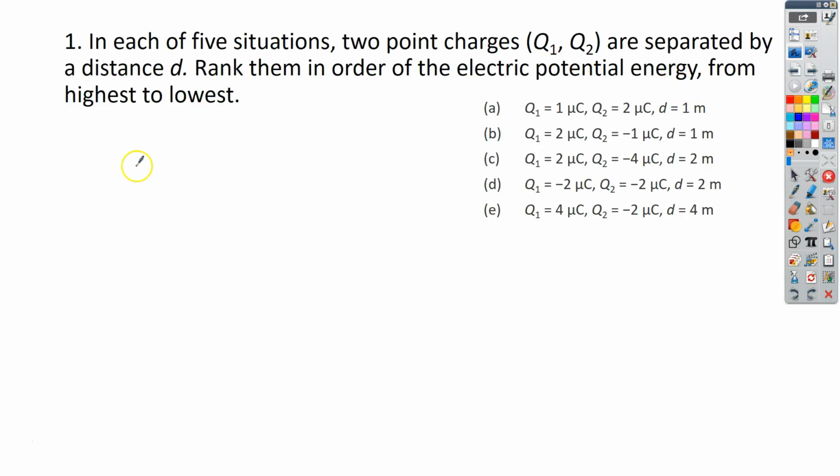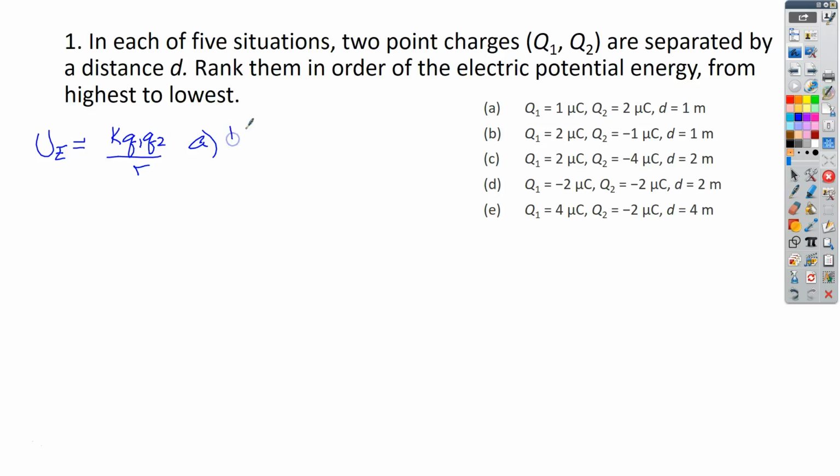So really all we need to do here is just use our potential energy due to the electric force. So that's equal to K times Q1 times Q2 all over R. Notice that it's not R squared. If it was R squared, it would be force, but now we've switched and we're just looking at potential energy. So let's do the first one.